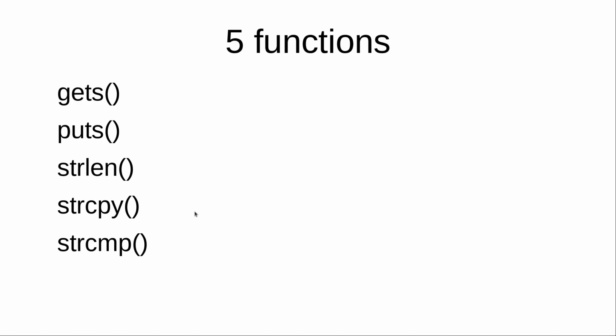So now we'll see what are the 5 different functions. These are just 5. We have more functions, but we are limiting this class to 5 functions. Gets and puts are included in the stdio.h library, but for string length, string copy and string compare, we have another header file called string.h. Okay, so let's see why we are using these functions.